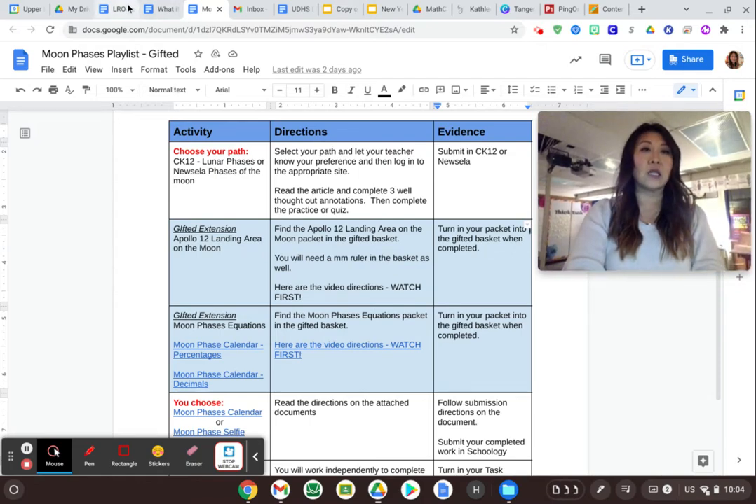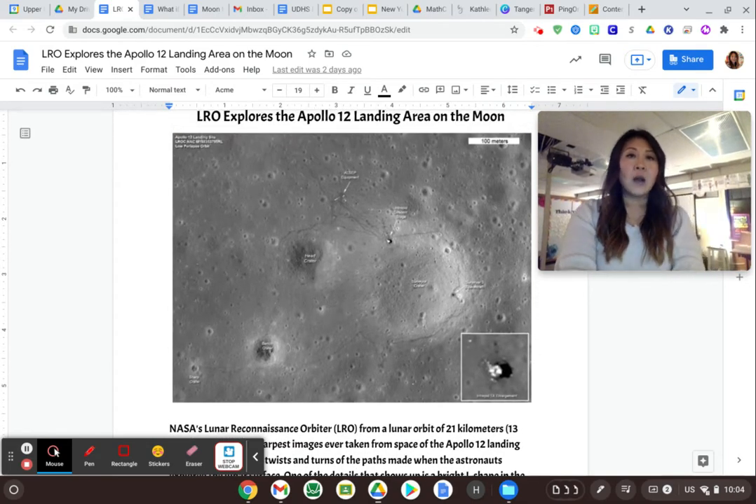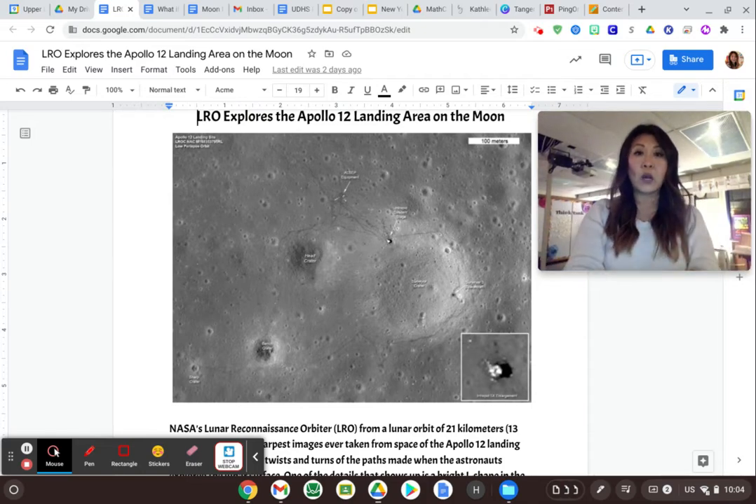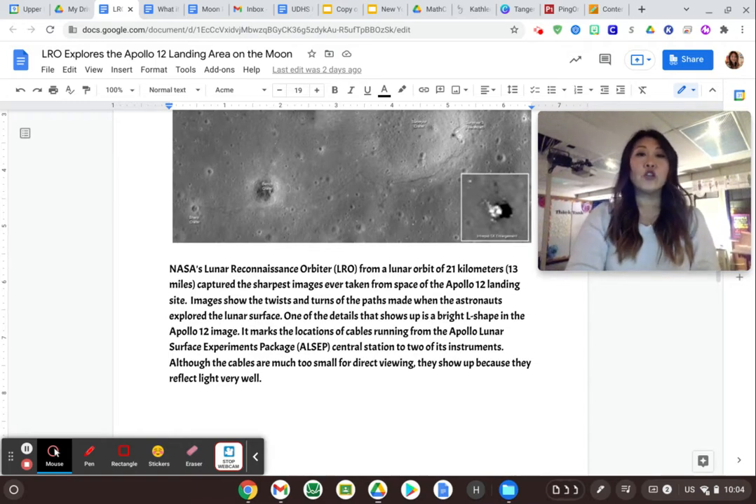So here's what the worksheet looks like, and all of this information here. Here is the picture, which is a little blurry, so I'm going to point out where everything is. These images are taken from space, and they show the twists and turns of the paths made when the astronauts explored the lunar surface.